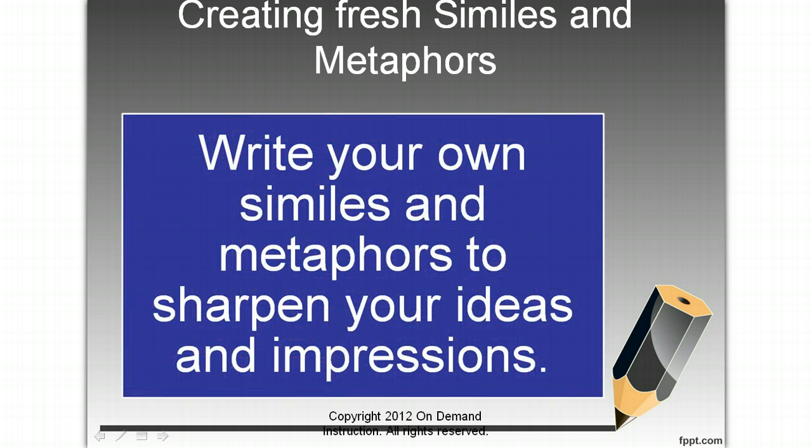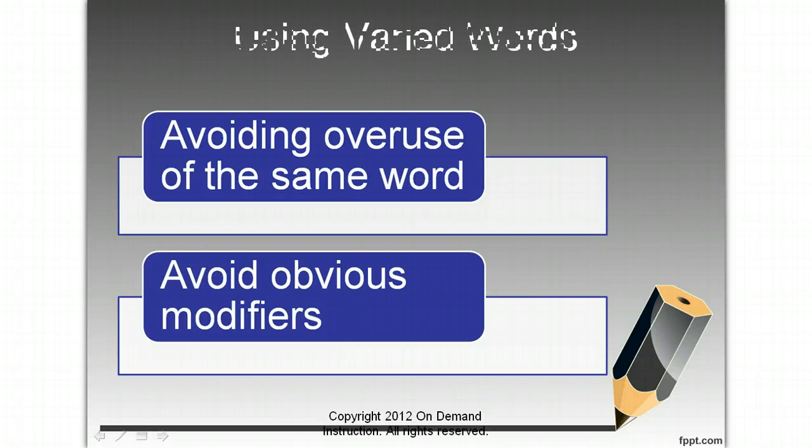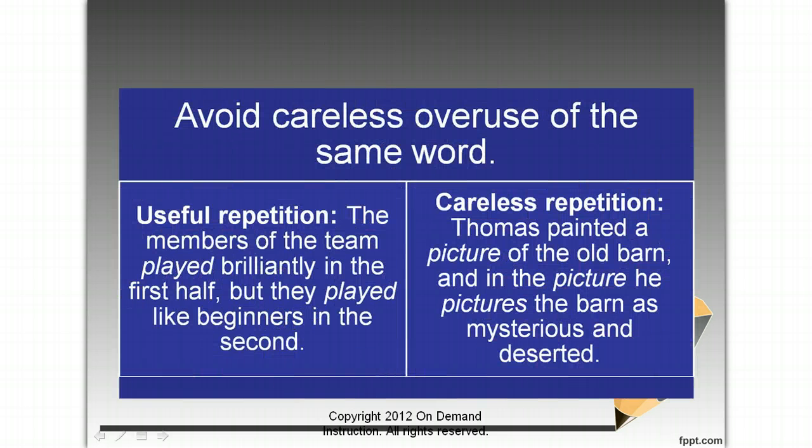Although you should avoid cliches, you can make your writing more vivid by creating fresh comparisons that help a reader grasp your ideas. Two useful kinds of comparisons are similes and metaphors. In addition to using specific words and vivid comparisons, you can make sentences more precise by choosing varied words. If you use the same word or form of it several times in a sentence, your sentence can sound tedious and awkward. You must learn to distinguish between useful repetition and careless repetition.